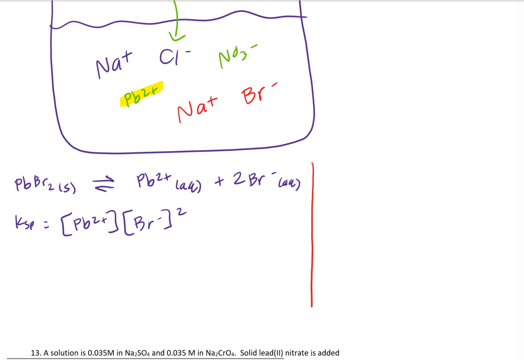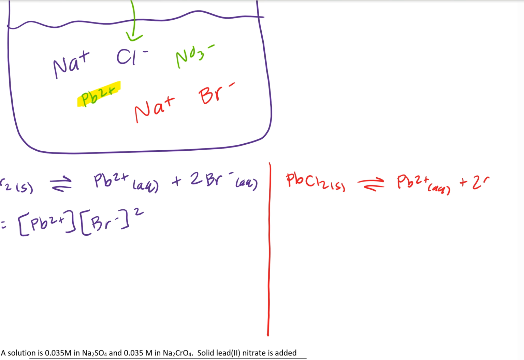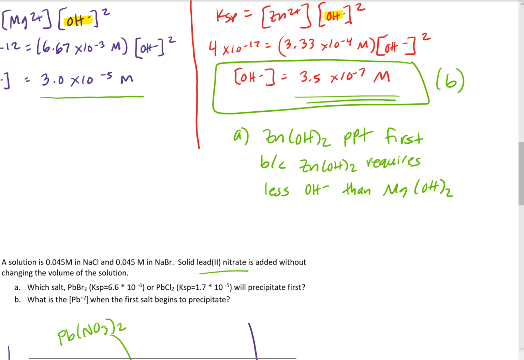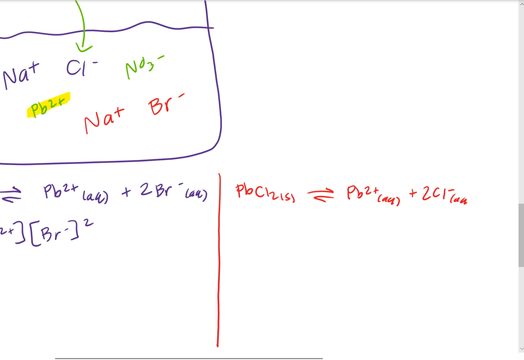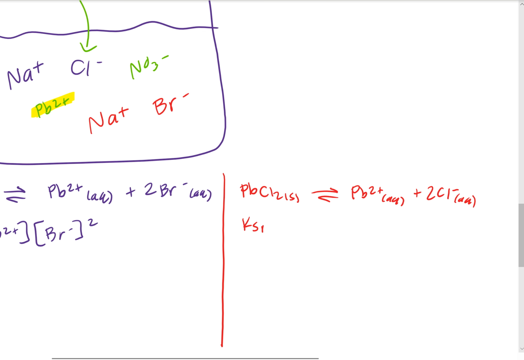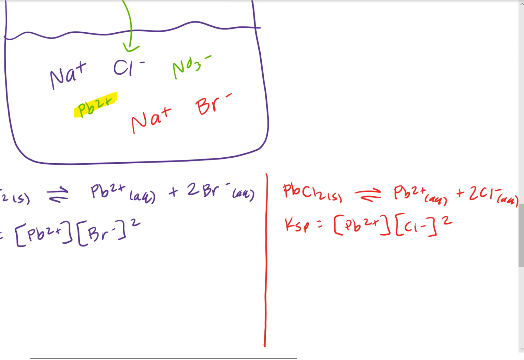Okay. Second scenario, is it the lead chloride solid that precipitates first? Again, 2 chlorides are produced, so that KSP expression is going to have a square on that chloride. Okay, so now it becomes a plug and chug. Plug in the KSP values for each one, plug in the bromide or the chloride concentration, and solve for lead.